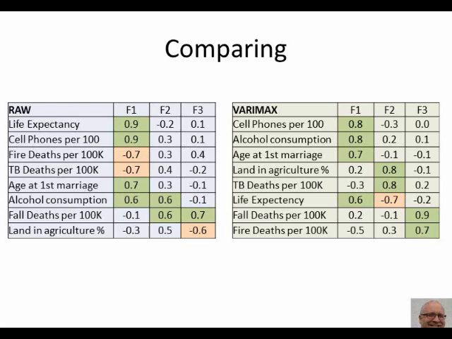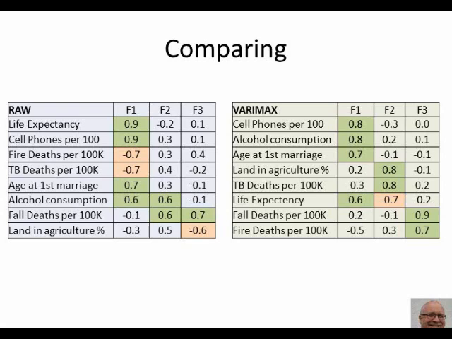Now, what's happened when we compare the 2? If we look at factor 1, we can see on the right-hand side of the page in Varimax, it is not quite as distinctive. It doesn't have any 0.9s anymore, and it only has 4 that are highlighted compared with 6. So it's no longer hogging all the information, and it's become perhaps a little bit more narrow in its definition, which is good for us in terms of trying to use it and explain it. It's saying it's associated with cell phones, it's associated with alcohol consumption, it's associated with higher age at first marriage, and it's associated with higher life expectancy.